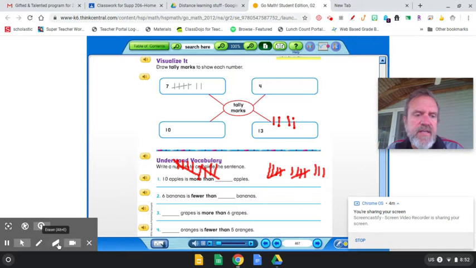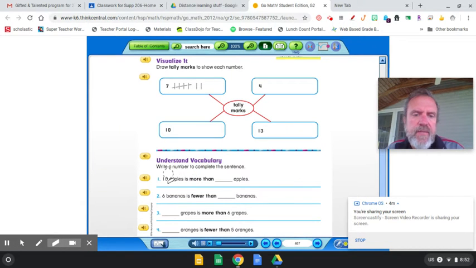Let me erase these other marks. So 10 apples is more than how many apples? You could have lots of answers here, right? Same with this. 6 bananas is fewer than how many bananas? So 10 is more than blank apples. So we could have 9, 8, 7, 6, 5, 4, 3, 2, and 1, or even 0.